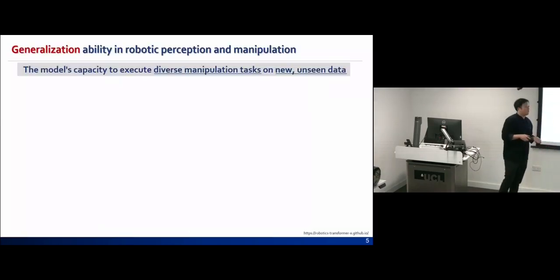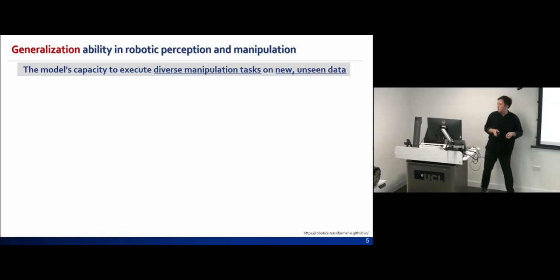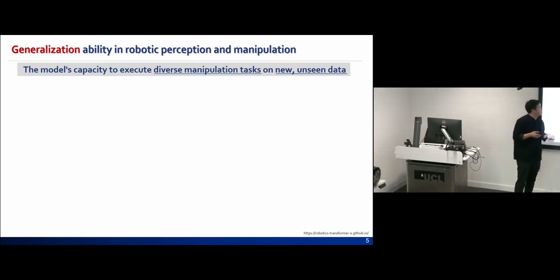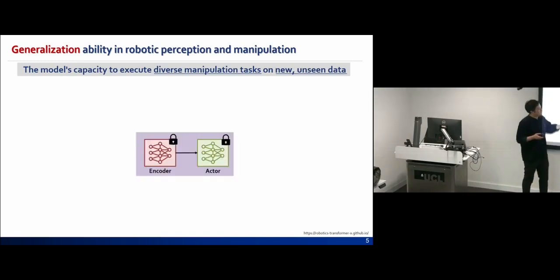Okay, so generalization ability in robotic perception and manipulation, we can just describe it as the model's capacity to execute diverse manipulation tasks on new and unseen data. So ideally what we want to have is this kind of model. Let's say the model has been trained, the encoder and actor have already been trained, and we fix these parameters.